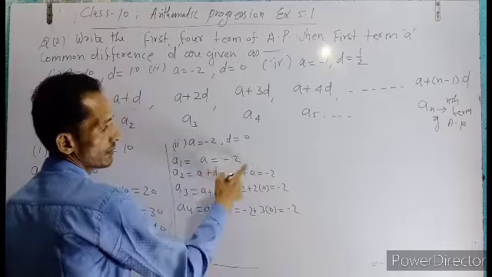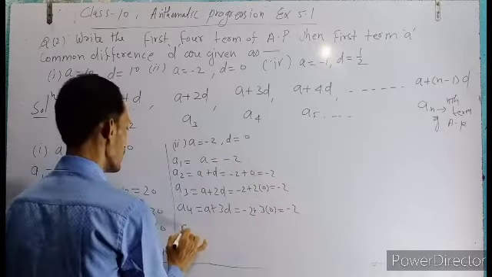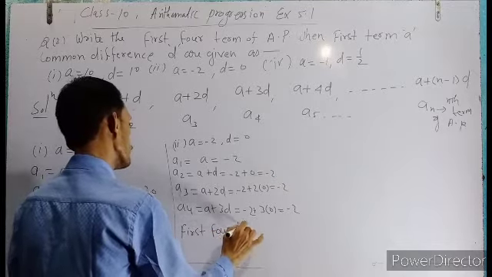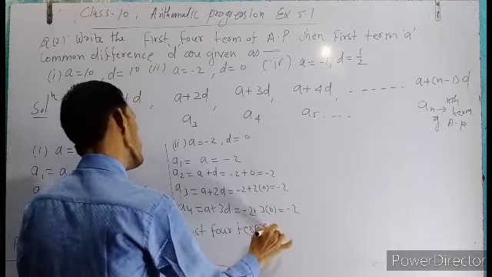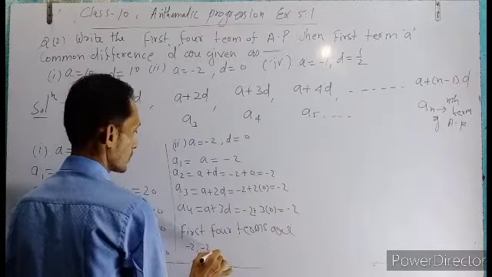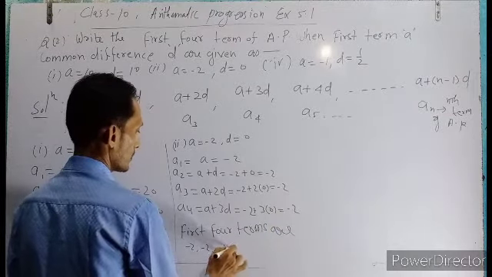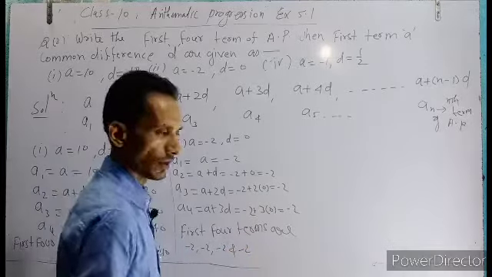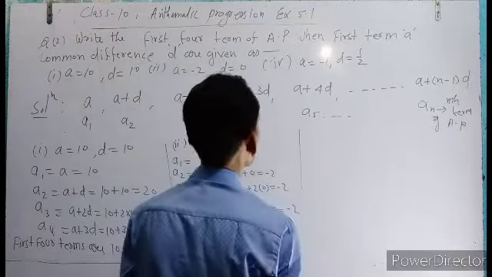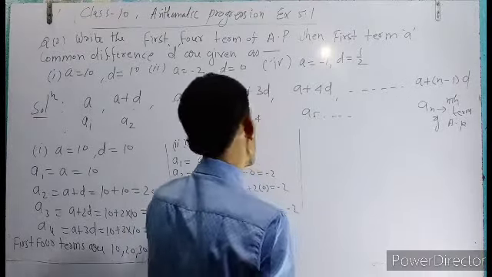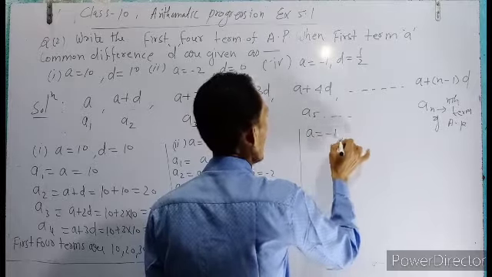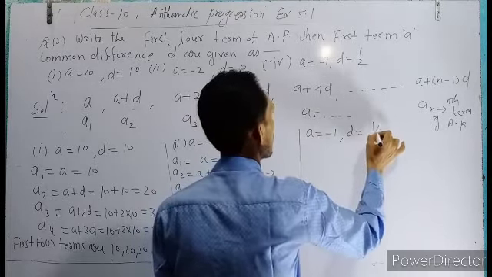So the first four terms, 1, 2, 3, 4, are minus 2, minus 2, minus 2 and minus 2. Okay, these are the first four terms. One more I can do for you. Here you are given A equal to minus 1 and D equal to 1 upon 2.